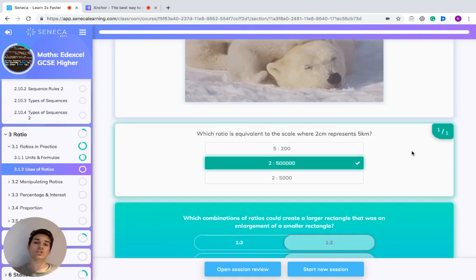So if we've got a ratio and it's equivalent to 2 centimeters is the same as 5 kilometers, how would we write that ratio for a map? Well, the thing you need to think about here is that one's in centimeters, one's in kilometers. So we need to convert both to be in centimeters to make it a ratio, because remember, the units need to be the same. So we can say that 5 kilometers is the same as 500,000 centimeters. So we can say it's 2 to 500,000. 2 to 5 would be wrong, because that would be saying 2 centimeters to 5 centimeters is the scale.